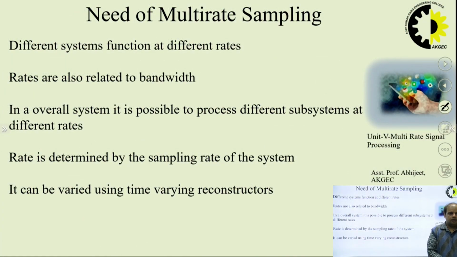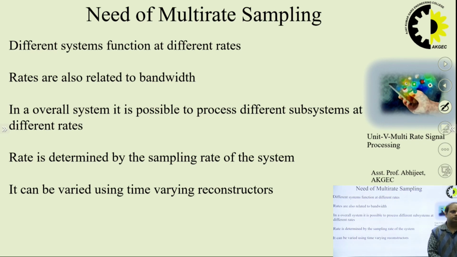The rates are also related to bandwidth, because we know that the bit rate is related to bandwidth. So, if bandwidth consumption of a certain part of the subsystem is to be reduced, it requires reducing the bit rate of the system. The bit rate is directly proportional to the sampling frequency. So, in the overall system, it is possible to process different subsystems at different rates. The rate is basically determined by the sampling rate of the system.